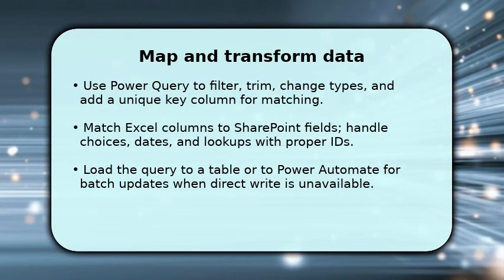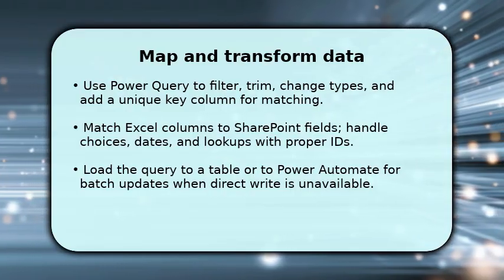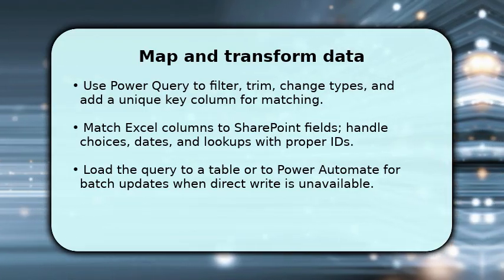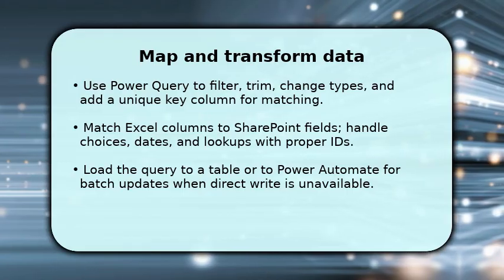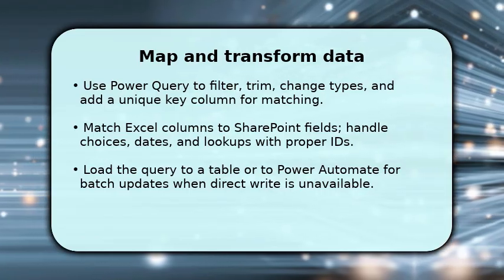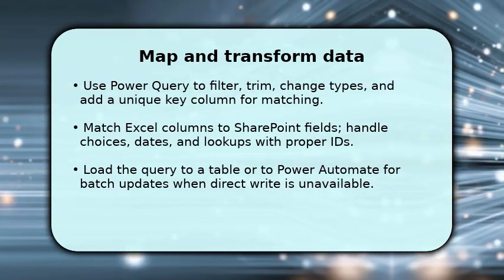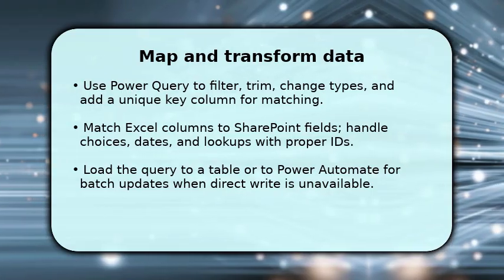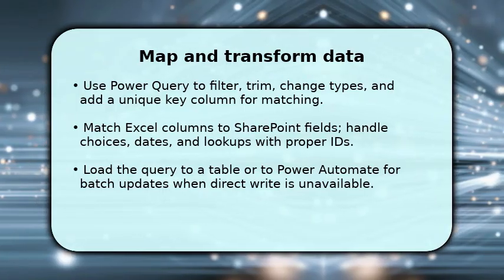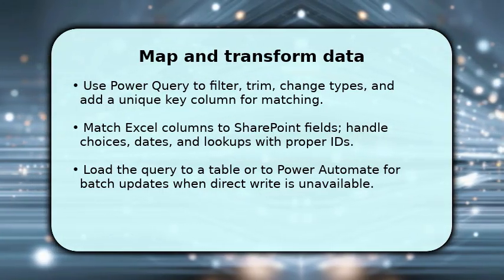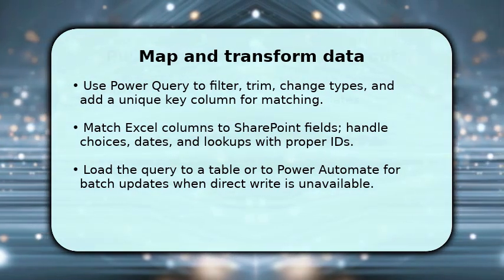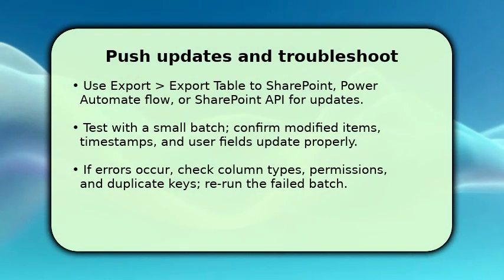Next, transform and map your data so SharePoint accepts it. In Power Query, filter out unwanted rows, trim whitespace, and set each column's data type. Add or compute a unique key that matches SharePoint's item ID or another stable identifier. Then map Excel columns to SharePoint fields, converting choice text into the list's accepted values or lookup ID and formatting dates correctly. Once mapped, load either to a table for manual export or prepare the query for Power Automate to perform. Finally, push the updates and verify results.